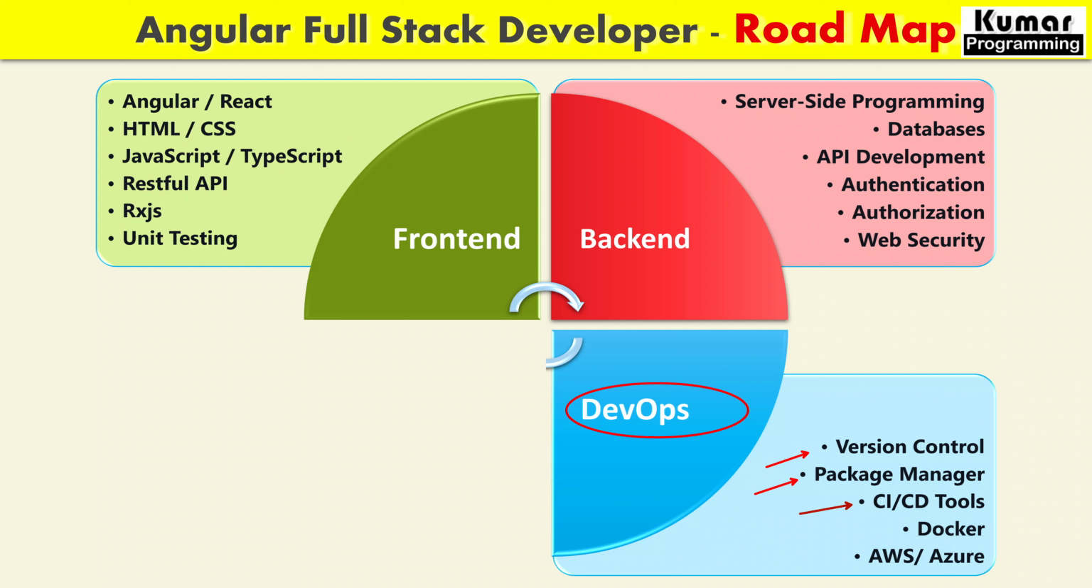The next thing is CI/CD tools. In CI/CD, at least we should be aware of how to create pipelines using tools like Jenkins, Azure DevOps, and Bitbucket. These are all very popular CI/CD tools where we create our continuous integration and continuous deployment pipelines.